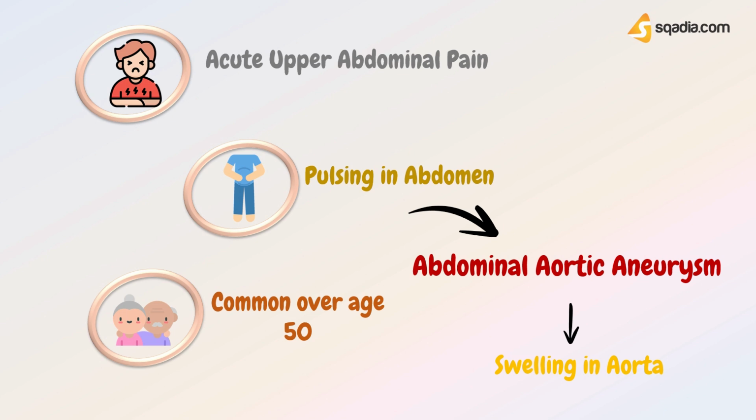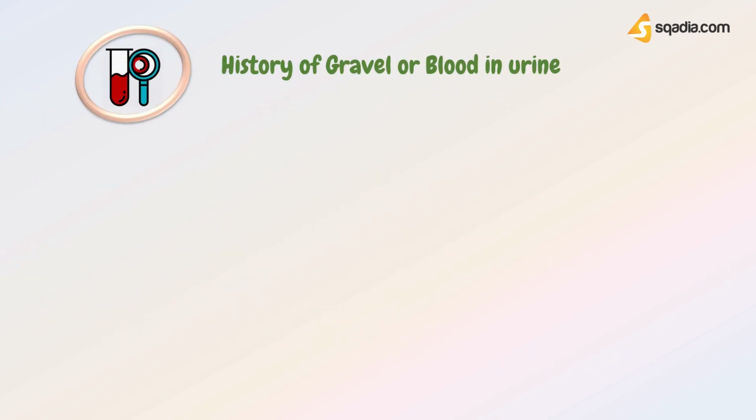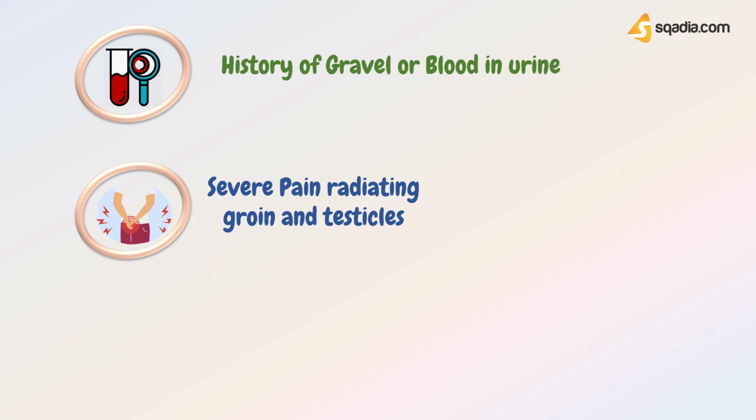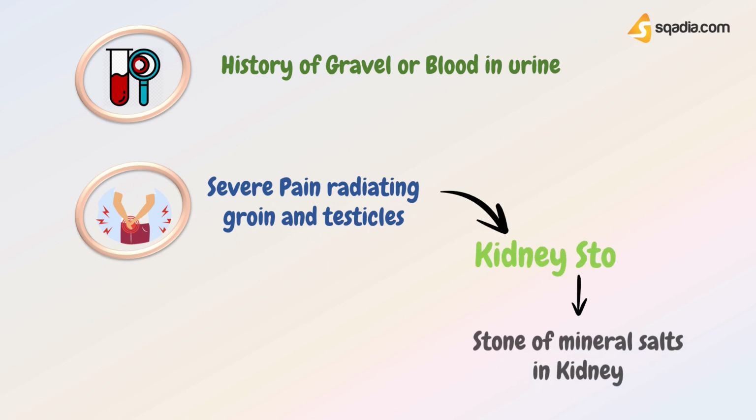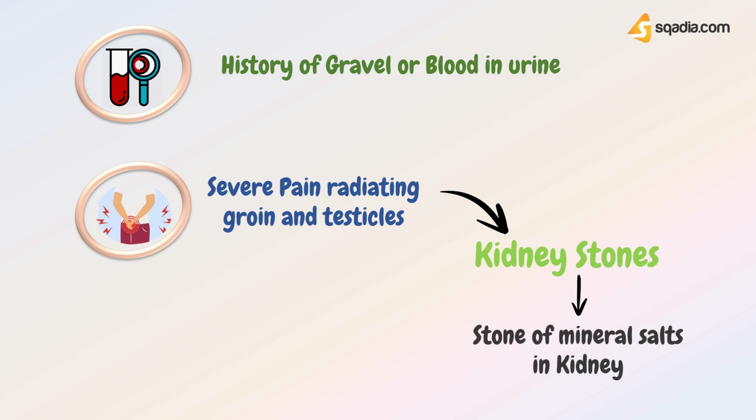What if your patient has a history of passing gravel or blood in urine, severe pain radiating to the groin and testicles? Then these symptoms might be caused by kidney stones, which is in fact the presence of stones made up of mineral salts in the kidneys.